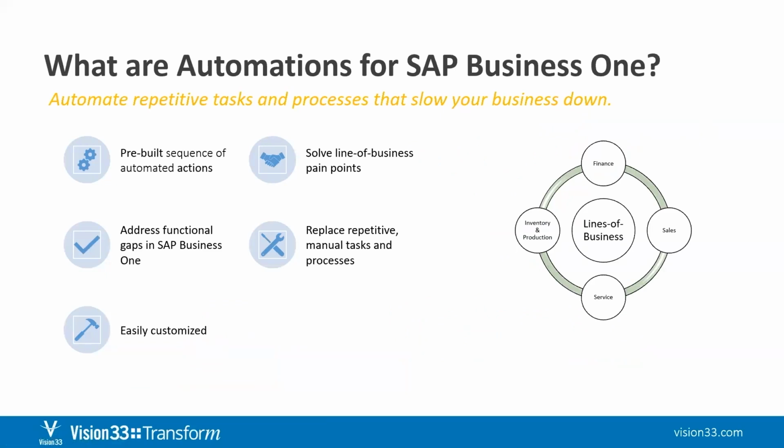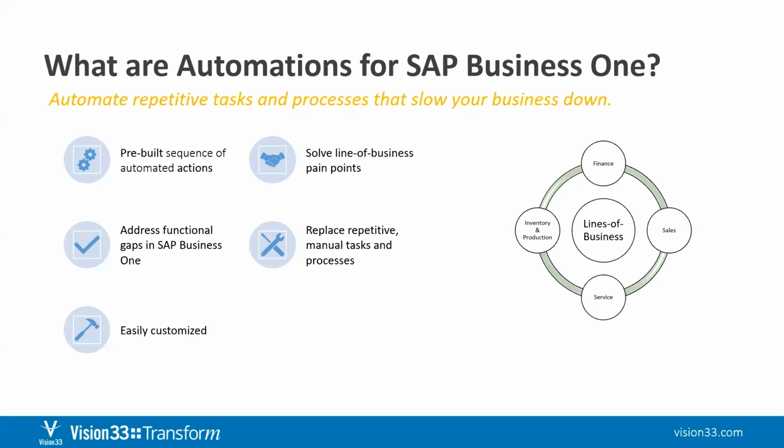Well, what we seek to do is to automate repetitive tasks and processes that slow you down on a daily basis. We have a bunch of pre-built sequences of automation actions for SAP Business One that solve line of business pain points that, over the years, we've discovered it would be really nice to have in various parts of Business One. They address functional gaps in SAP Business One, things that you might have thought, wow, maybe it should have done that, but it doesn't. So we've figured out ways to make that happen.